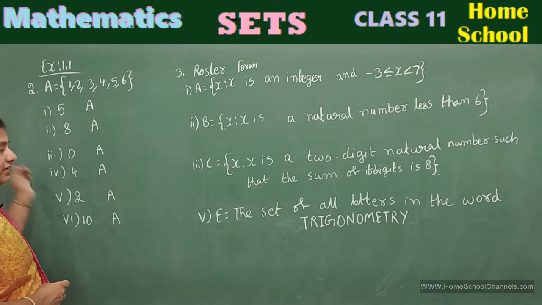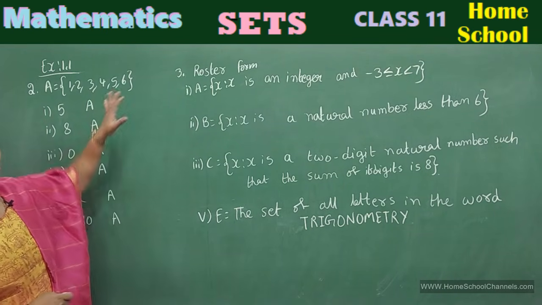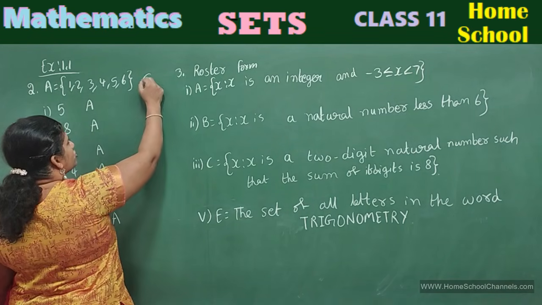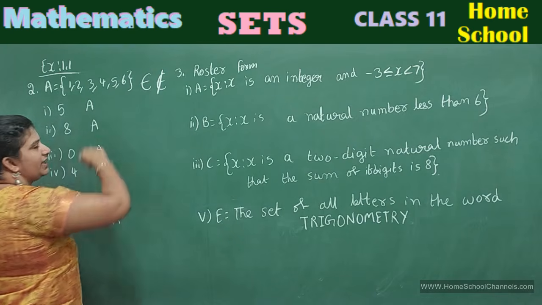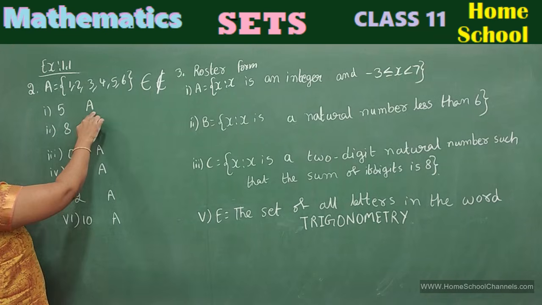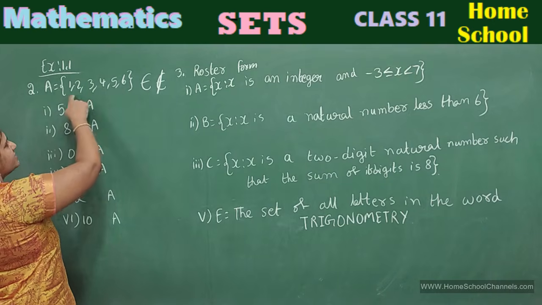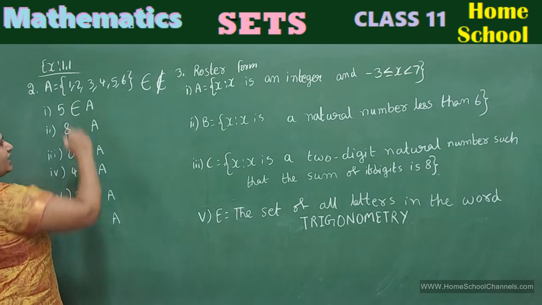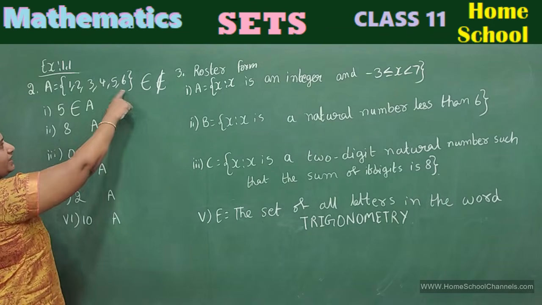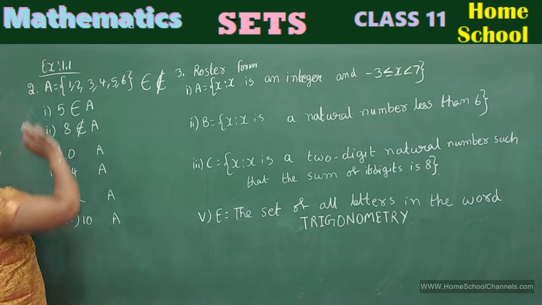Coming to the second main. Given A is equal to {1, 2, 3, 4, 5, 6}. A is a set and these are all the elements. Insert the appropriate symbols, either belongs to or does not belong to, in the blanks. Let us see here. 5. Is 5 belongs to or does not belong to? Check here. In this set you can see 5. Therefore I write it as 5 belongs to A. Next one, 8. Can you see 8 in the elements? No. So 8 does not belong to set A.